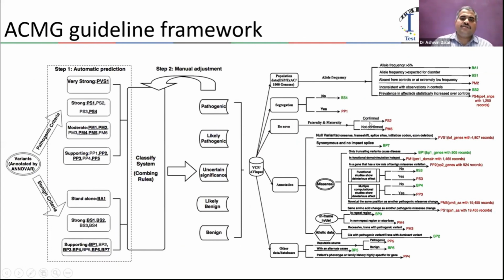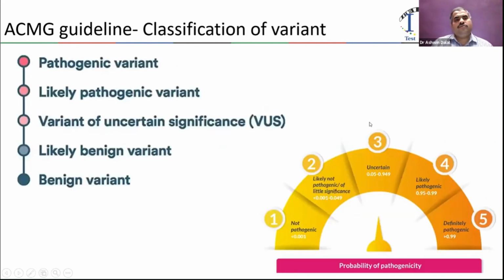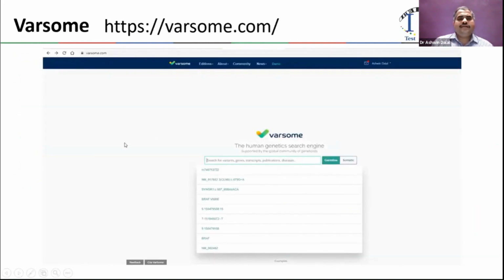So instead of going into these complicated pipelines, what we can do is that every variant we need to classify into one of these 5 categories. And for doing that, we have certain tools available. One of the tools that is available freely is something called VARSUM. I encourage all of you to make use of this tool, which does the same thing that we have discussed now. It makes it easier to understand.